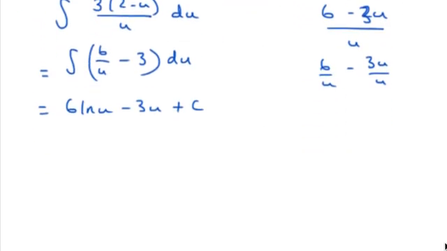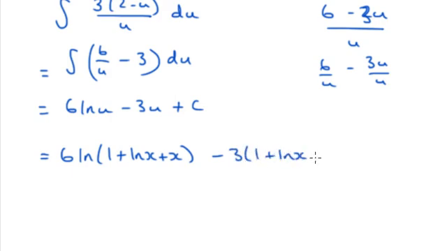Don't forget that easy step at the end, and don't worry that we're going to be putting a log in a log. That's fine. 6 ln of 1 plus ln x plus x, and here as well, minus 3 times 1 plus ln x plus x. And I would leave it like that. I wouldn't bother expanding any brackets or anything here. That would be my final answer.